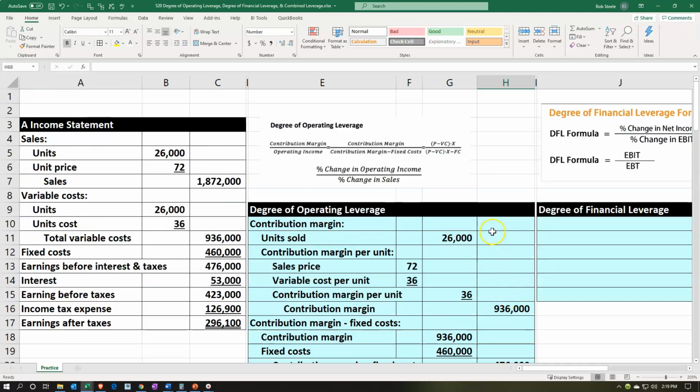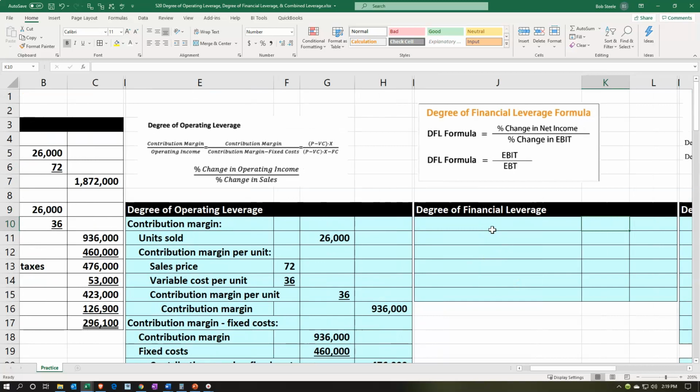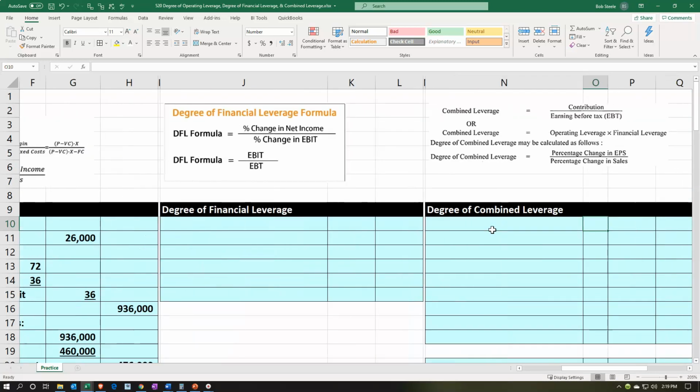Okay, so next time we're going to go back and we'll do a similar process for the degree of financial leverage, and then we'll look at the degree of combined leverage and continue on with this problem.